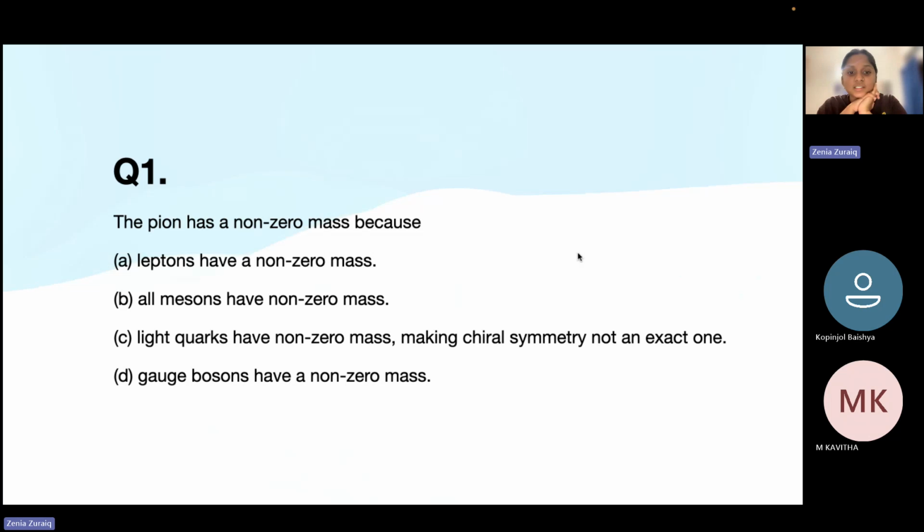Okay, so this we just discussed, but the pion has a non-zero mass because: leptons have a non-zero mass, all mesons have non-zero mass, light quarks have non-zero mass making chiral symmetry not exact, or gauge bosons have a non-zero mass. Maybe we have time, so you can try answering in the chat, whoever is in the meeting.